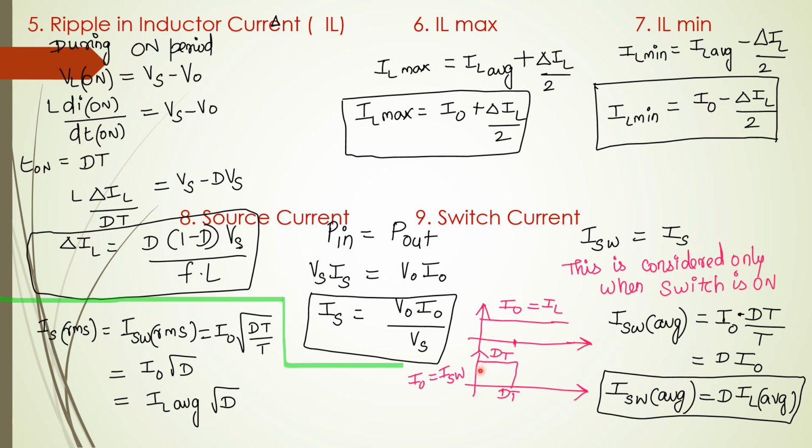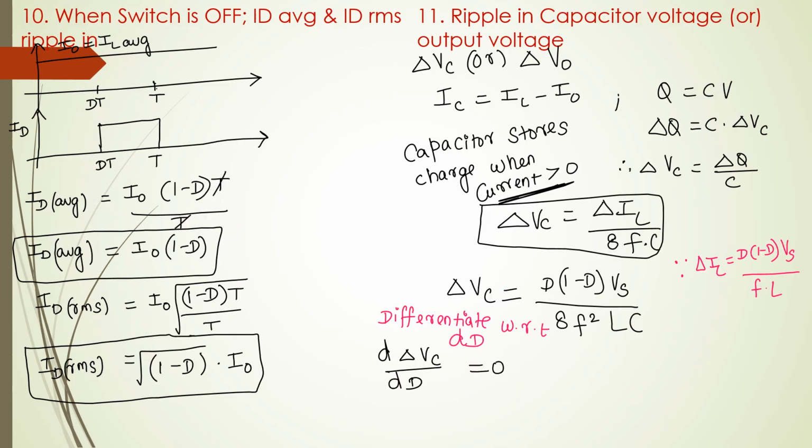This waveform tells that the switch is on only for T on period, and so the waveform is this way, whereas this is the IL average. And next, when the switch is off, ID average and ID RMS ripple is this way because the switch is off. This is the FD current, because it is not on while the switch is on. The current flows through the FD only when the switch is off. And with that, we'll find the ID average and ID RMS.